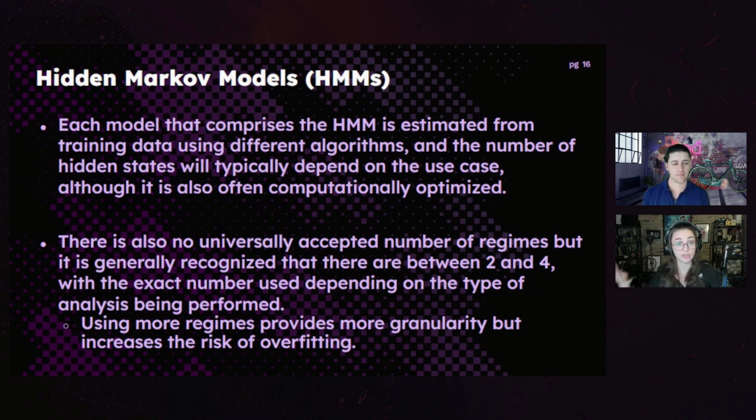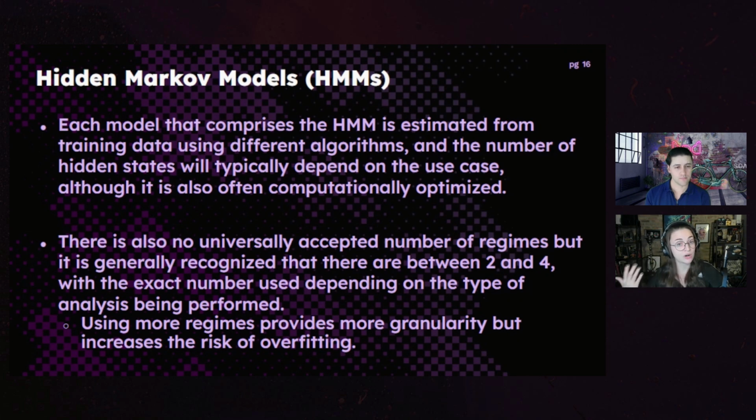I usually use just a very large collection of data, but there's a little bit more nuance in figuring out how many hidden states you're typically going to define. And it's really going to depend on the case, although there are additional computational methods for actually figuring that out. There's really no universally accepted number of market regimes, but it's generally accepted that there's somewhere between 2 and 4.